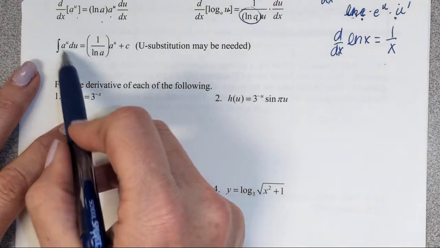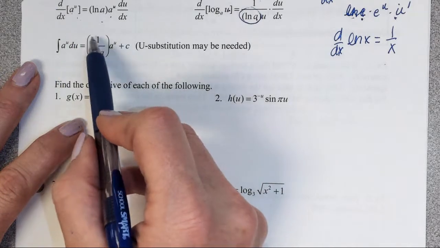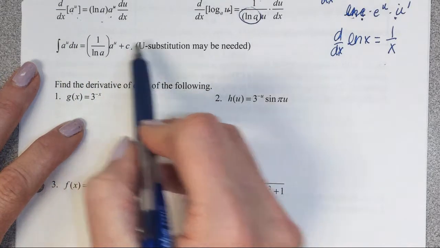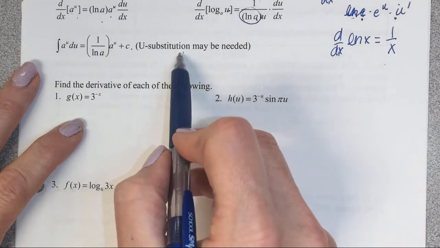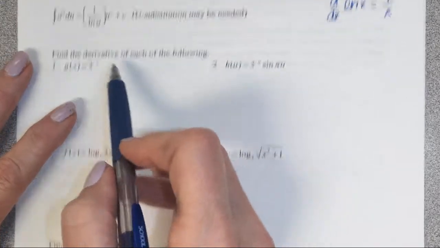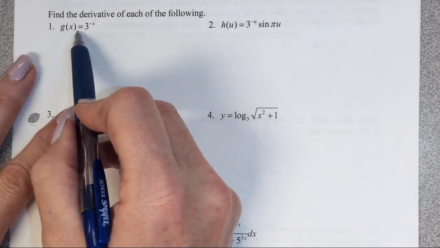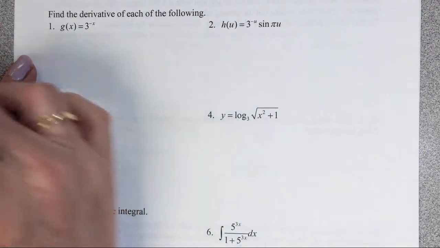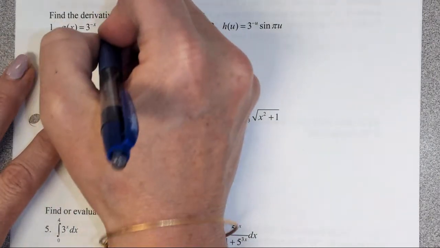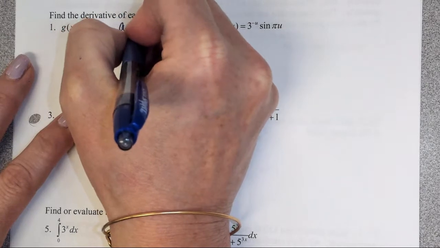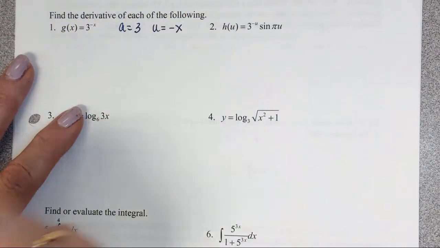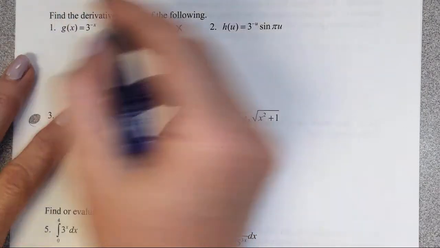Over here, if we have to integrate a to the u, it's going to be 1 over the natural log of a times a to the u plus c. When we do integration, we might need to use a u substitution. So we're going to have to watch for that. All right, we're taking the derivative. We're going to use our formula over there on the board and up above. So in this case, a is our base. A is 3. U is our exponent. It's negative x.